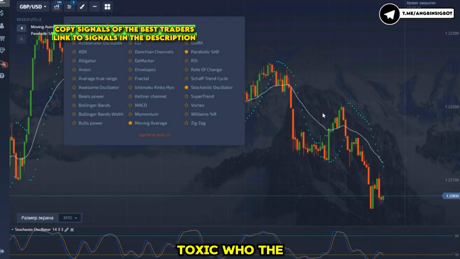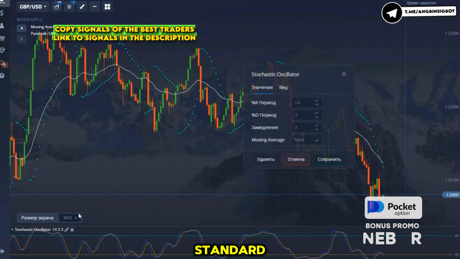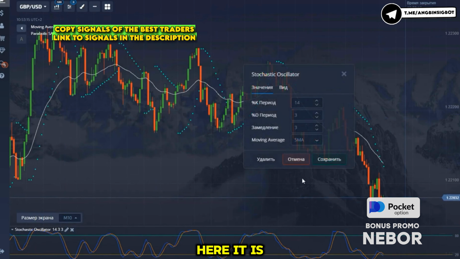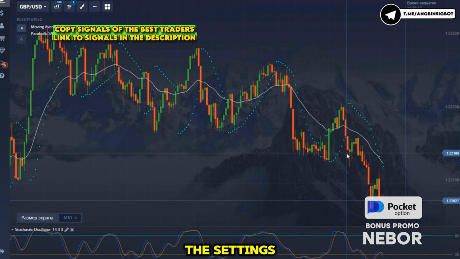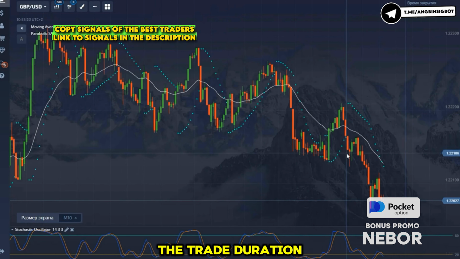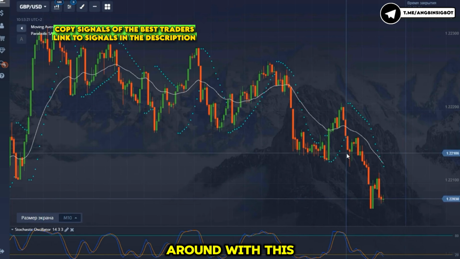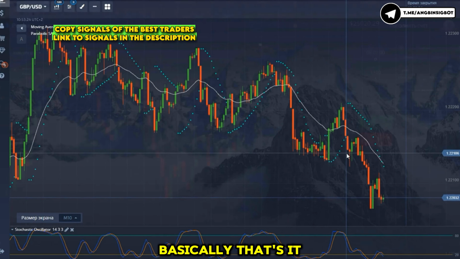And the last, stochastic, the settings are also standard. If someone needs to check, here it is. And also regarding the settings, the candle size is 30 seconds. The trade duration is 2 minutes. You can play around with this as it suits you. Basically that's it. Your platform is ready.